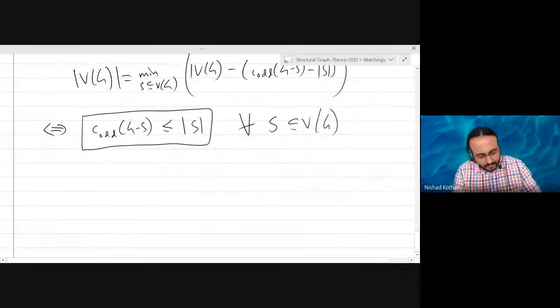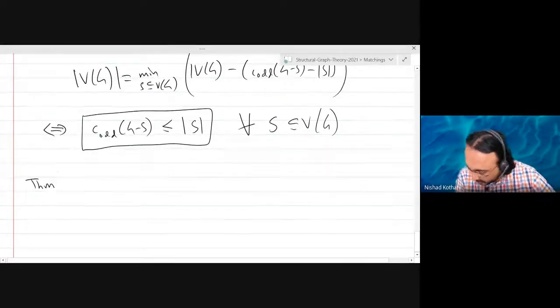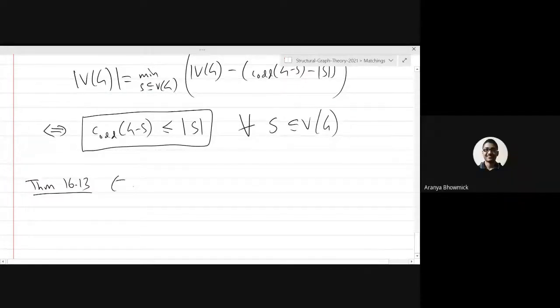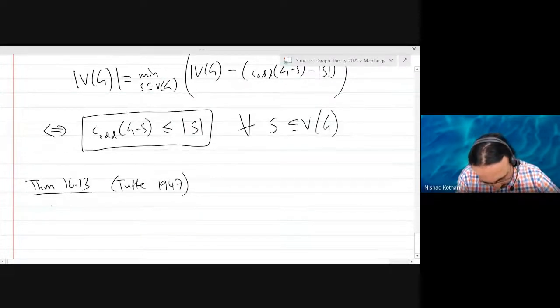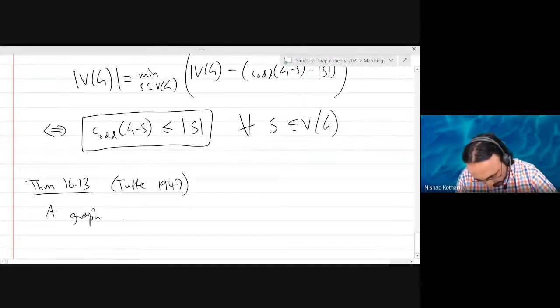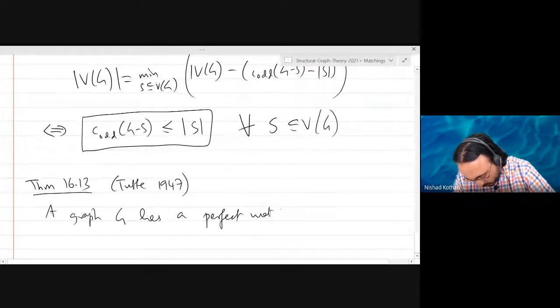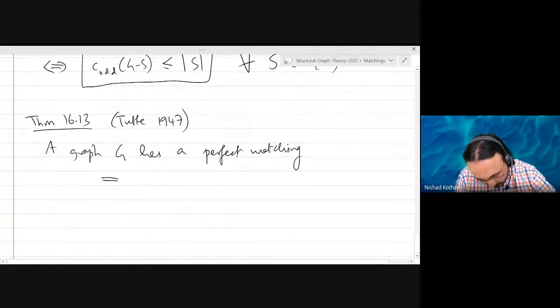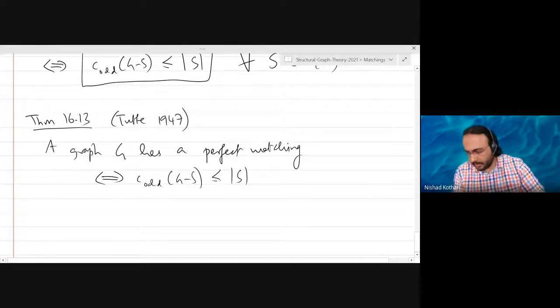So that is Theorem 16.13, Tutte's one-factor theorem. A graph G has a perfect matching if and only if the number of odd components is always less than or equal to the number of vertices you delete.